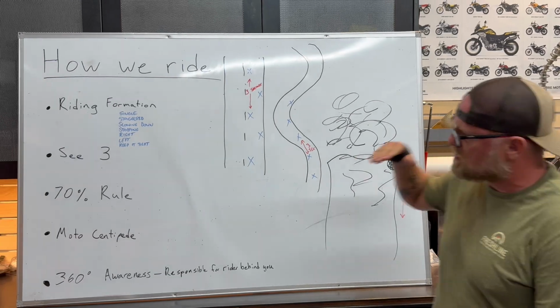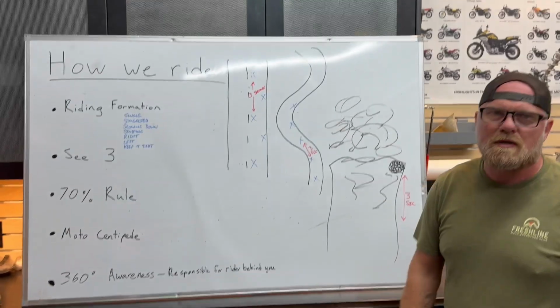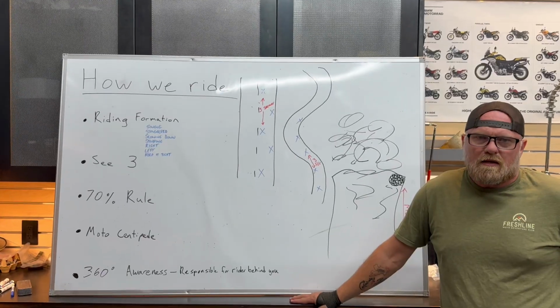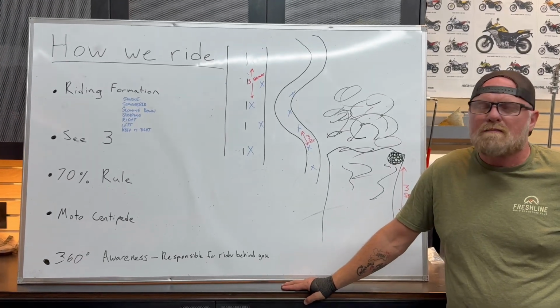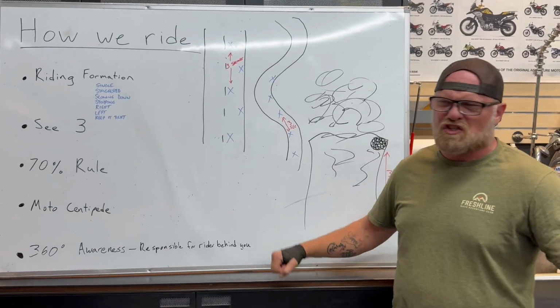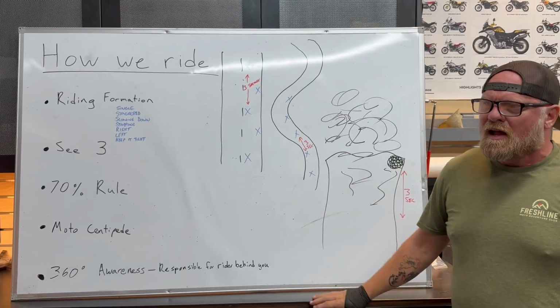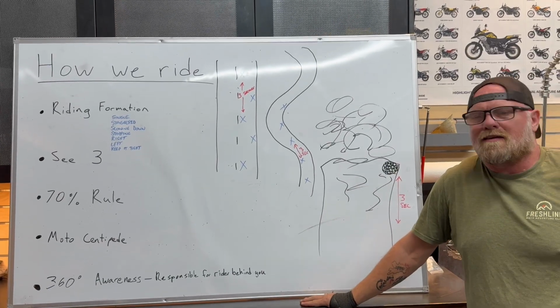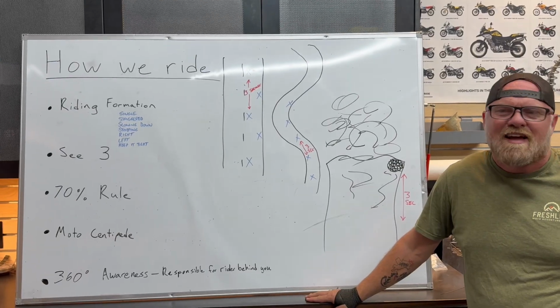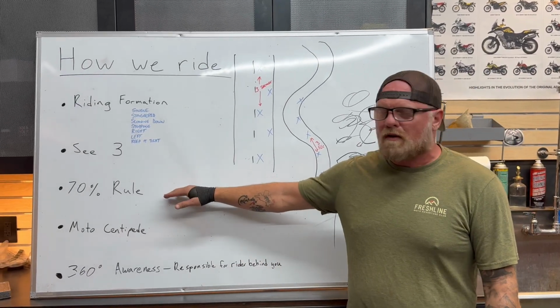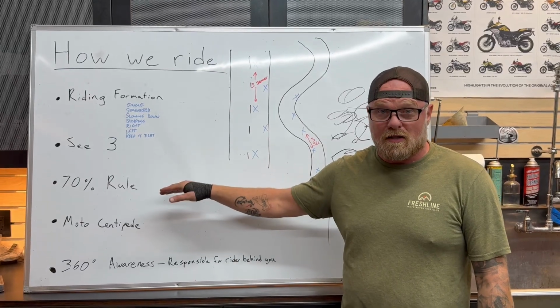I'm now going to transition to the 70% rule. What this means is everyone has varying degrees of ability. And you might be riding and you're like, I'm just flying. I'm at like 100% of my ability. And then Matt Bates is like, I'm at like 25%. Everyone's got varying degrees. Don't ride over 70% of your ability. So know what your ability is.